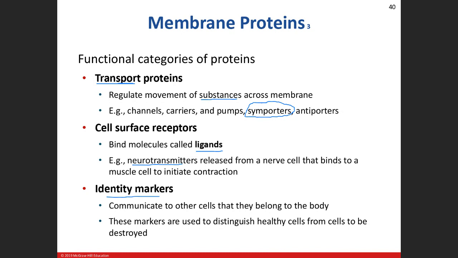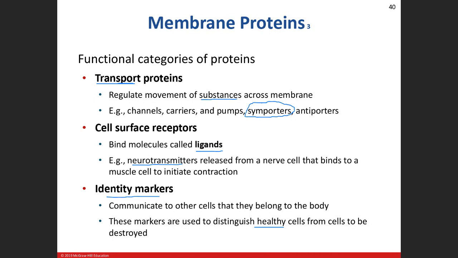Identity markers, that's what I was talking about before. This is how our cells, the white blood cells specifically, know if our body cells, which we call somatic cells, are supposed to be where they are in our body. So it's also another way for us to identify healthy cells from unhealthy cells. Cancer cells all the time.